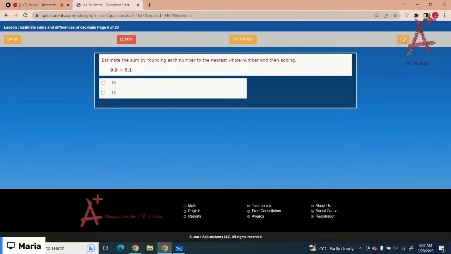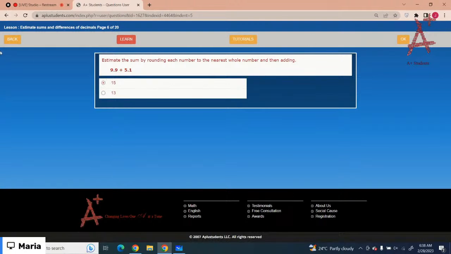Okay, the next one is 9.9 plus 5.1. So 9.9 is rounded off to 10 and 5.1 is rounded off to 5. So 10 plus 5 makes 15. Got it. So the correct option for this one is 15.